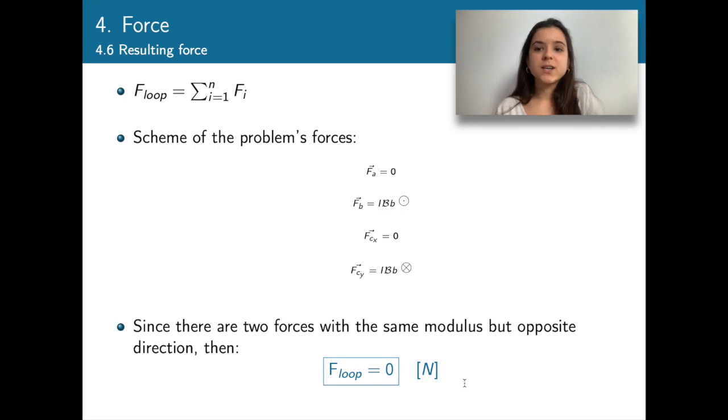As we explained before, to calculate the total force, what we have to do is to sum all the forces. On this problem, we have two forces, which have the same modulus and are in opposite directions, so the resultant force is going to be 0. With this, we have demonstrated that the total force on a loop is always 0.